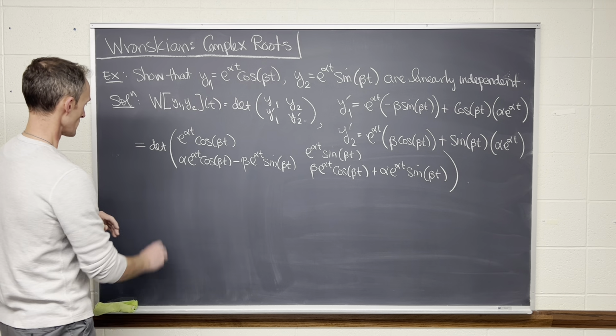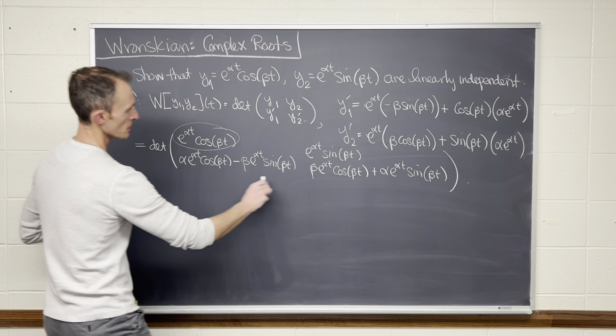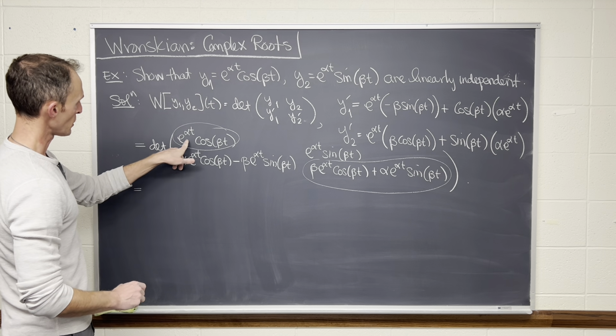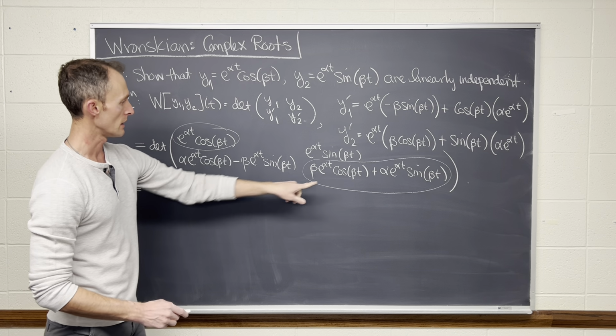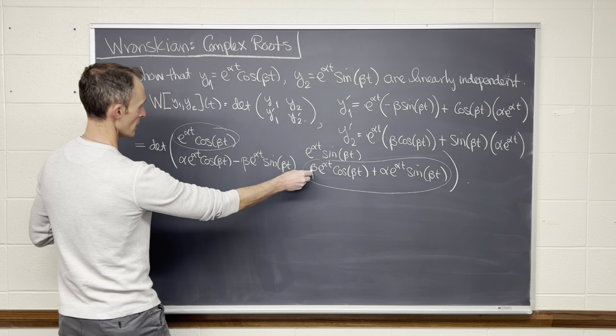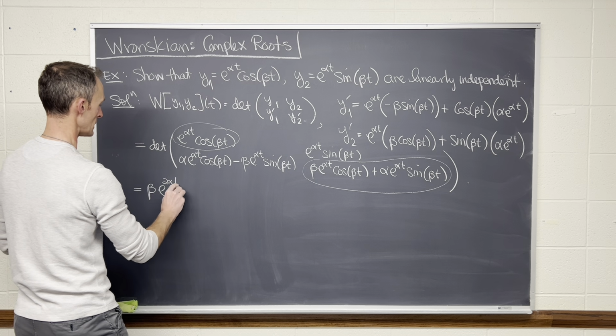All right, fantastic. So what am I going to get? Well, it's going to be this term multiplied by this term. If I'm just distributing the e to the alpha t cosine beta t in there, what am I going to have? I'm going to have a beta. Okay, so there's the beta there. E to the alpha t times e to the alpha t will be e to the 2 alpha t.